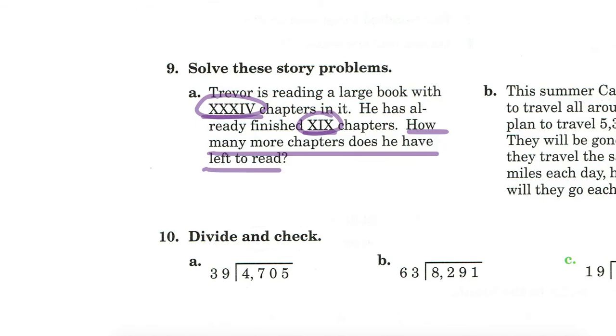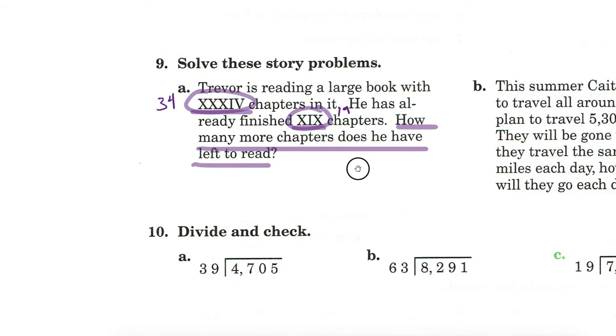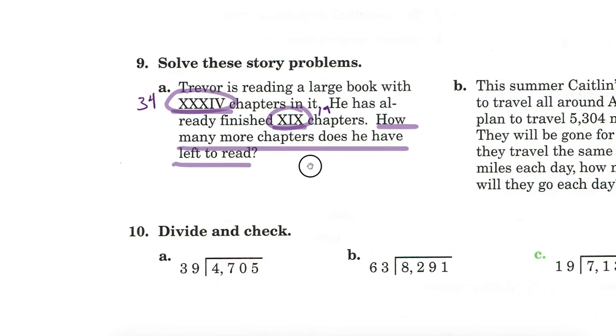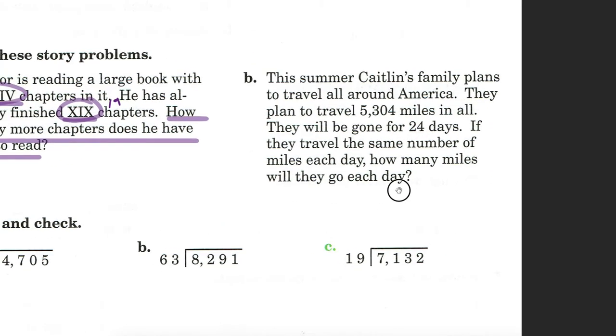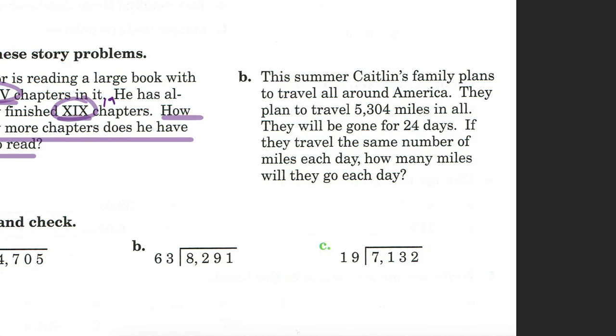Okay, so I just kind of told you the answer here. This book has 34 chapters. He finished 19 of them. How many more chapters does he have left to read? So what do you think we should do to figure that out? Add, subtract, multiply. I think you guys could figure it out.